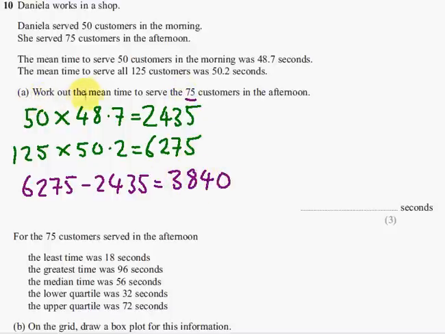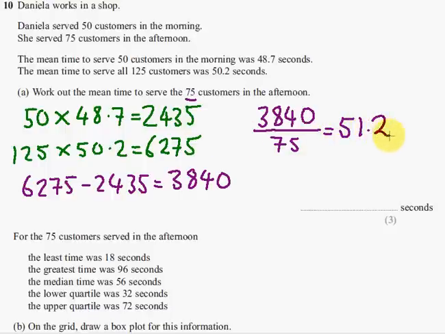Now part A says work out the mean time to serve the 75 customers in the afternoon. Now we've got the total time that it took to serve the 75 customers, so you need to divide the total time by 75. So each customer on average took 51.2 seconds to serve each of those 75 customers in the afternoon.